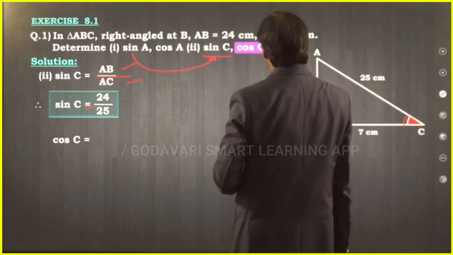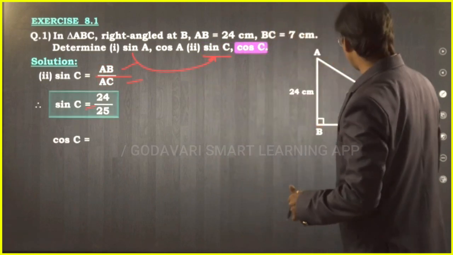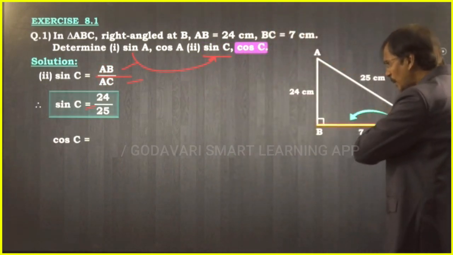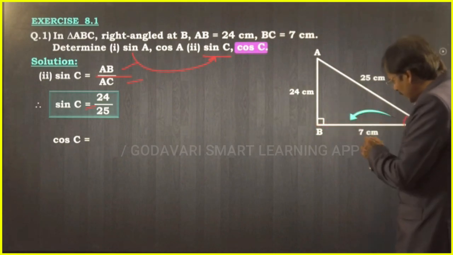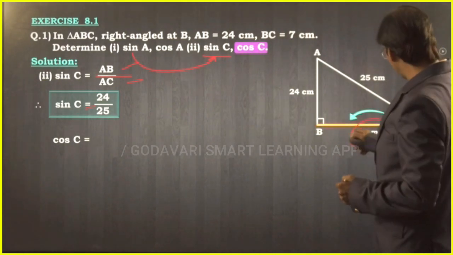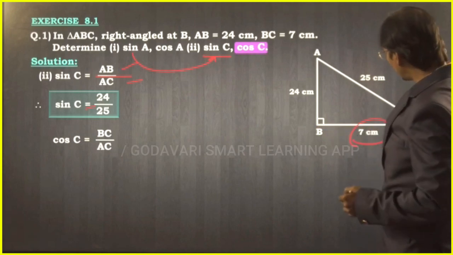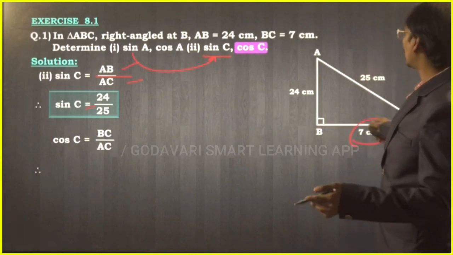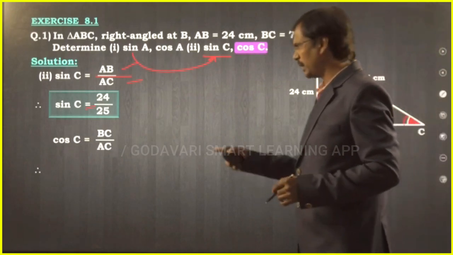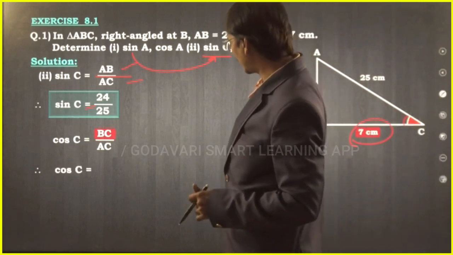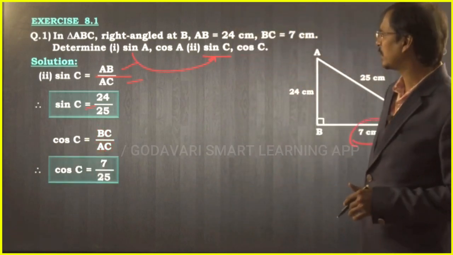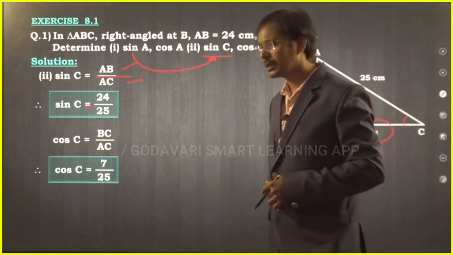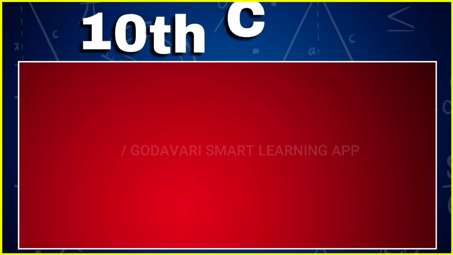The second one is cos C. Here also we have to take from angle C. According to angle C, the adjacent side is BC, which is 7. The hypotenuse is AC. BC by AC, where BC is 7 and AC is 25 centimeters. Therefore cos C is equal to 7 by 25.